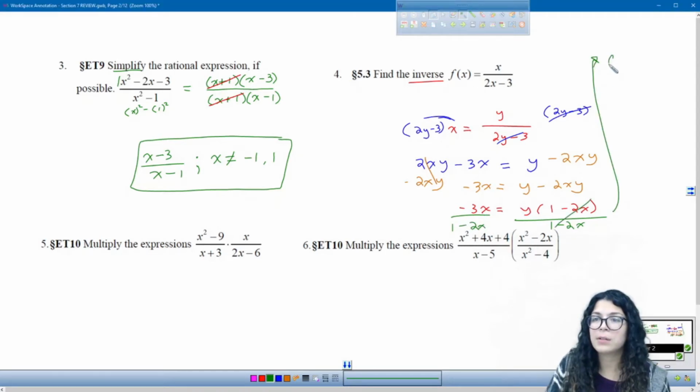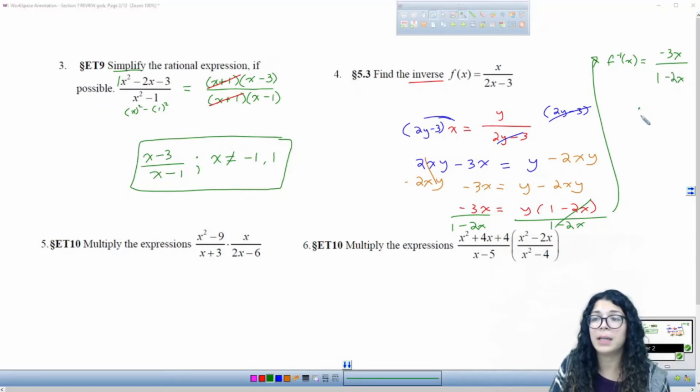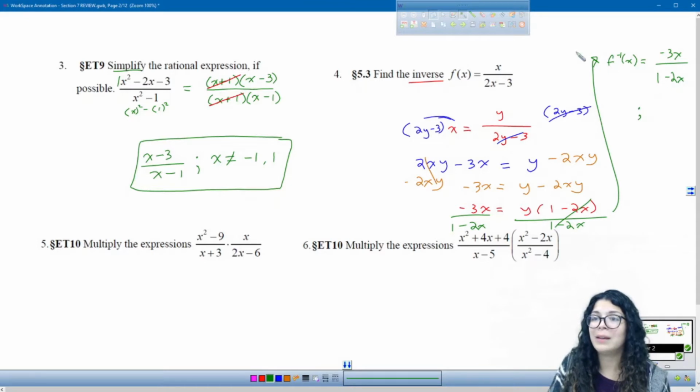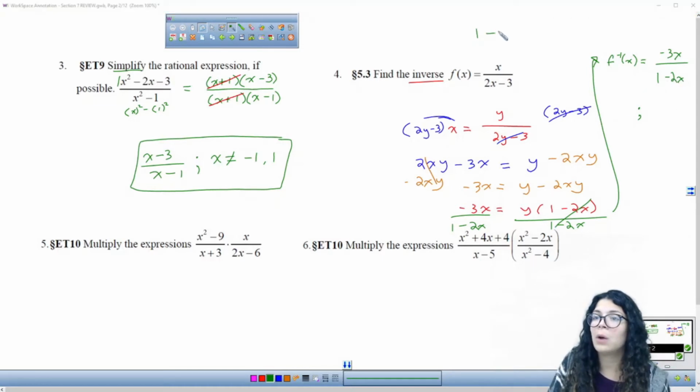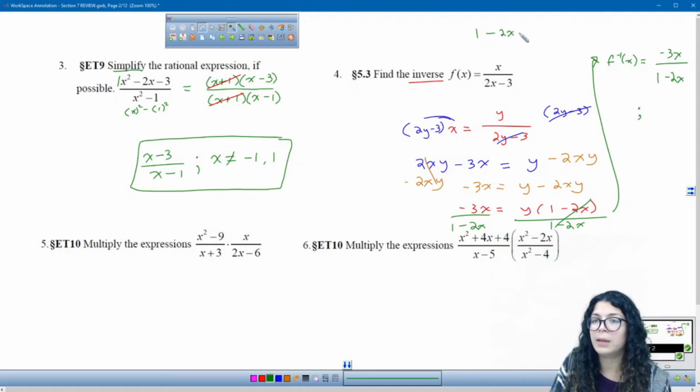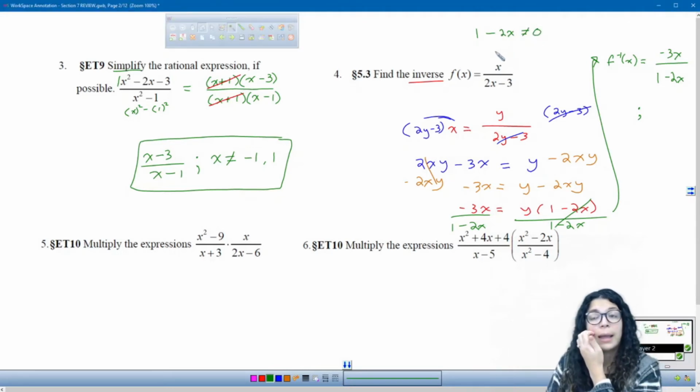So the inverse would be -3x over 1 minus 2x. Now, of course, there is a variable in the denominator, so the denominator cannot equal 0. If you can't see what the variable x is that would make the denominator 0, you can always write it as an equation, right?